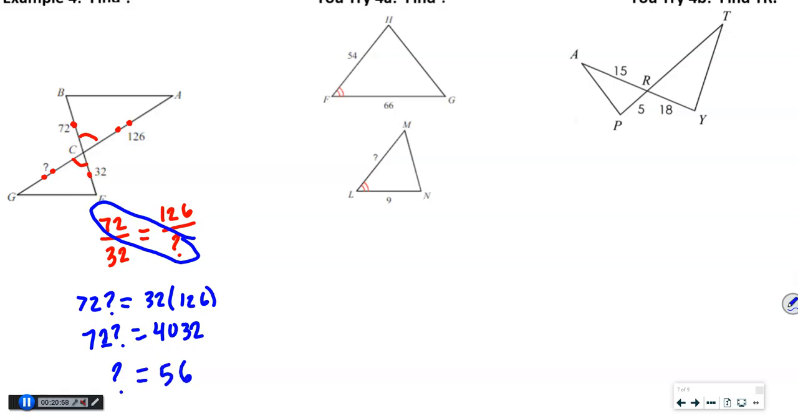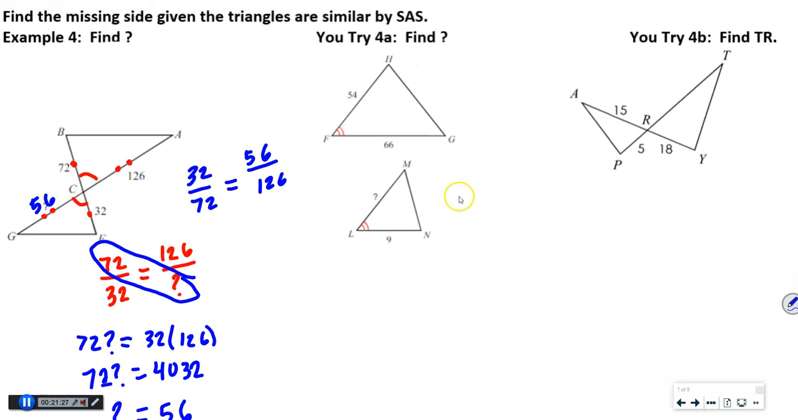Now I can check this to make sure it's right, okay? So to do that, this is where our 56 goes, right? So we can say 32 over 72, is that equal to 56 over 126? Now remember, there's a variety of ways to do this. Reduce it, check, or just put it in your calculator, see if they give the same value, or cross multiply, okay? All right, so let's see if you guys can do this next one. Do you try A, and also the you try B. Come back to me when you're done.